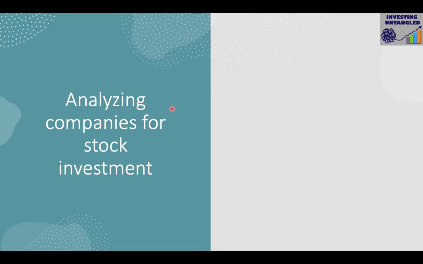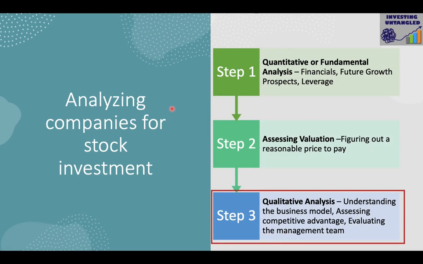Okay, let's go back into the analysis. I showed you in my previous videos that this entails 3 steps. In step 1, my first video, I showed you how to do quantitative analysis or the fundamental analysis. In step 2, my second video, I showed how to assess valuations and how to figure out a buy price for yourself. And in this video, I'll be talking about qualitative analysis, where we'll try to understand what the business model is, assess the competitive advantage and evaluate the role of the management team.